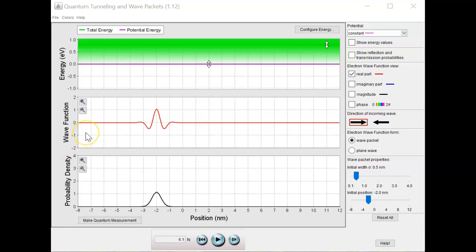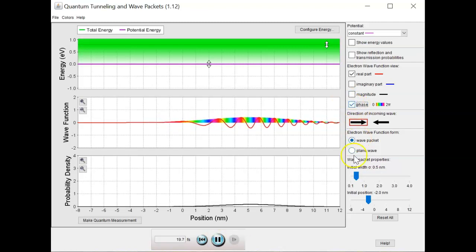Okay, so now we are in the second part of the week 11 worksheet, which is the quantum tunneling and wave packet. Notice that we've set the potential to be constant because we just want to look at normal, boring wave packets. We can watch it evolving in time, and it can be helpful to put on the phase and potentially also see the magnitude. Oops, sorry, I clicked the wrong thing. And we can restart.